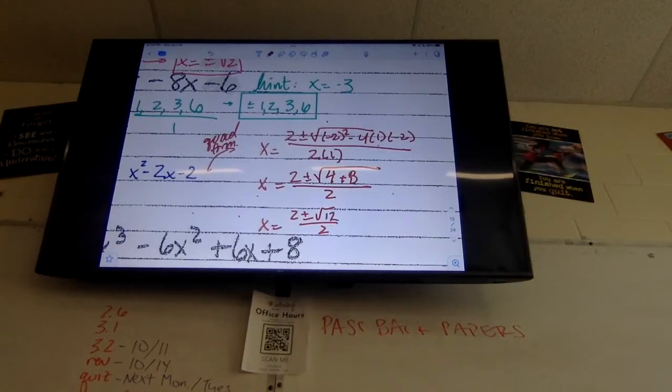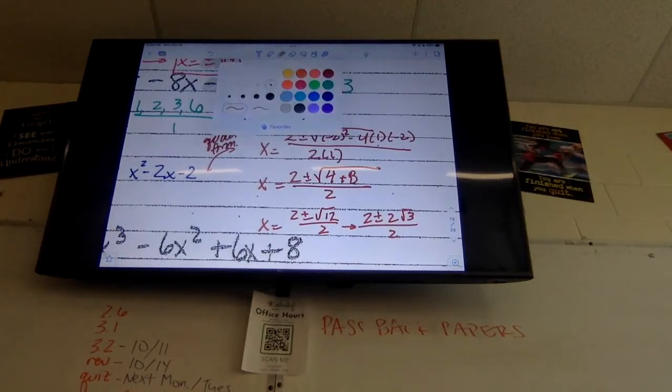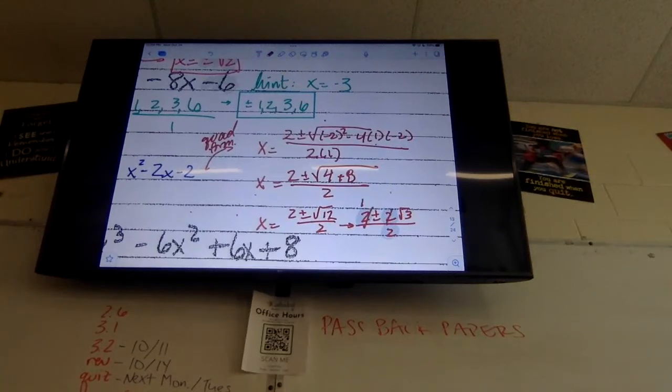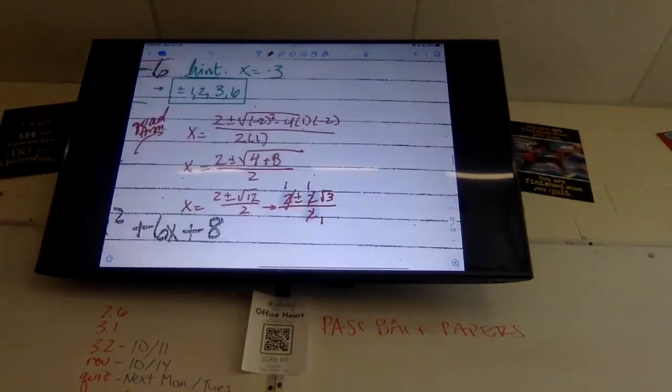And this is why we did quadratics before this, because we've done more quad practice before. We're going to simplify that root 12 to be 2 root 3. And then now I've got all of these 2's, and I can factor a 2 out of all of those terms. And so I'm left with 1 plus or minus root 3. Now, you could make it 1 plus or minus 1 root 3 over 1, but those last 2 ones are kind of redundant. We don't need them. So I'm just going to write 1 plus or minus root 3.